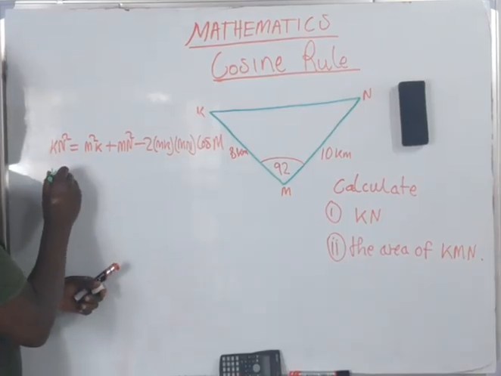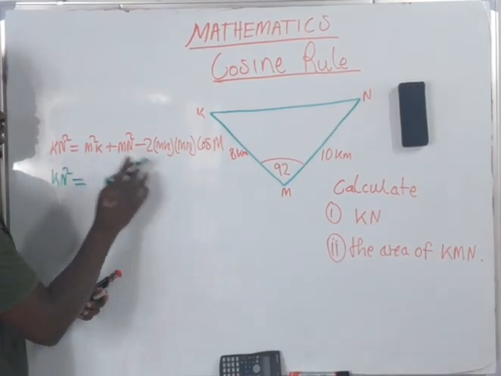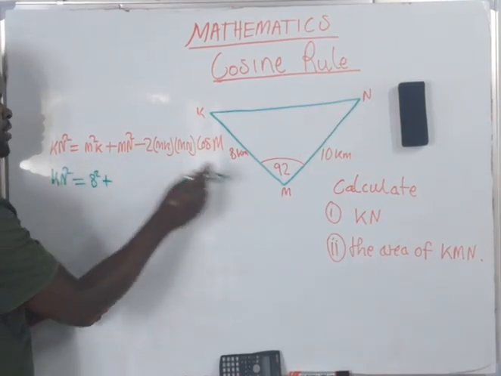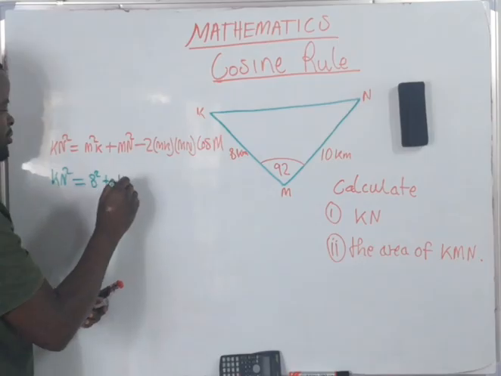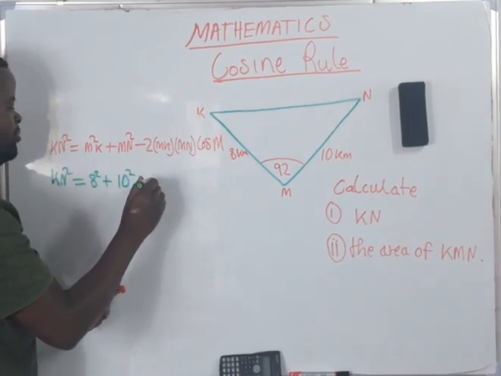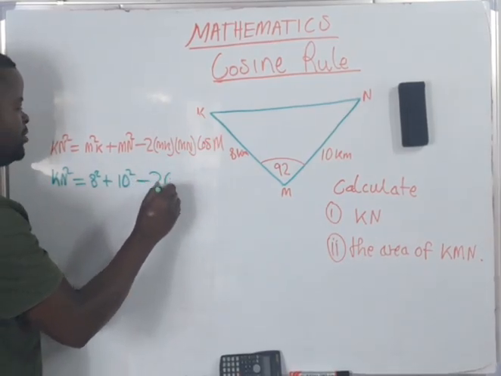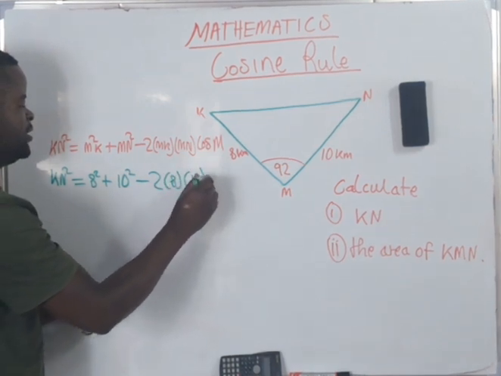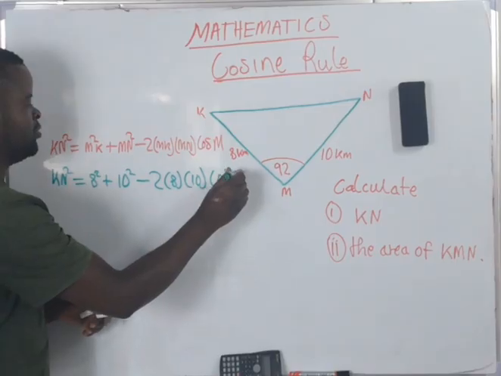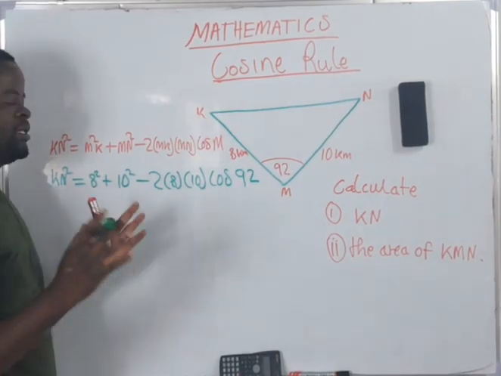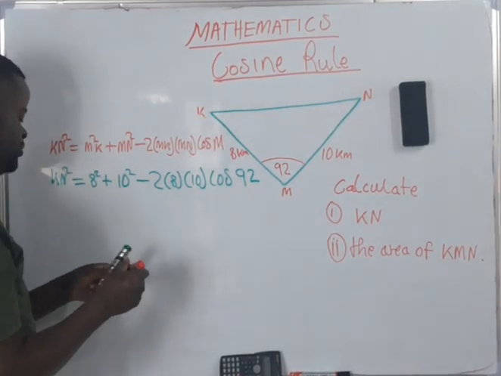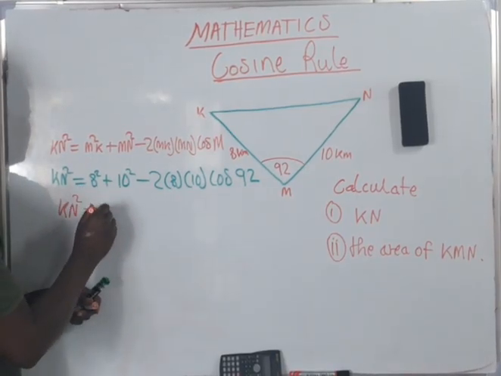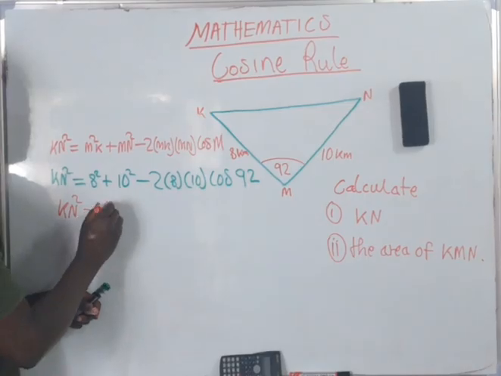So we are saying KN squared is equal to MK, which we've been given as 8 kilometers, to the power 2, plus MN, which we've been given as 10 kilometers, to the power 2, minus 2 open brackets 8, close and open another bracket 10, then cos 92. So at this level, distance KN squared is equal to, this one will give us 64.